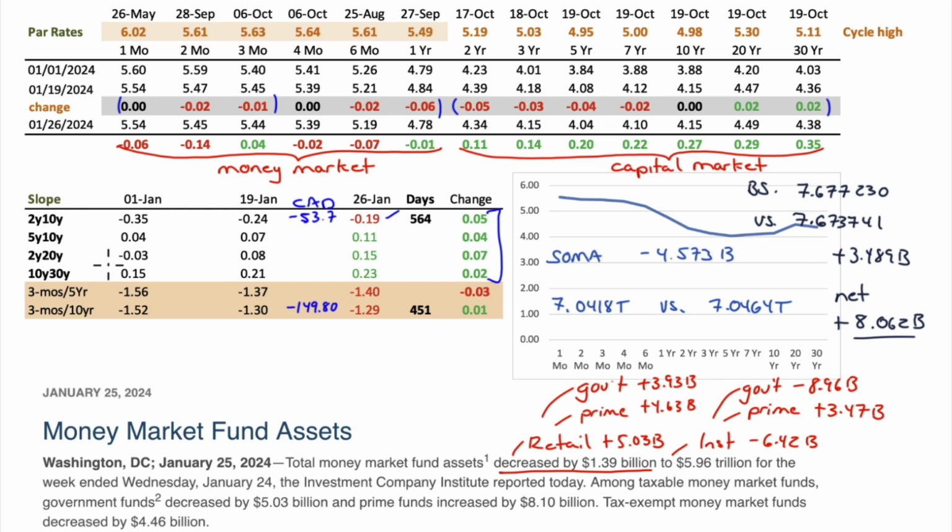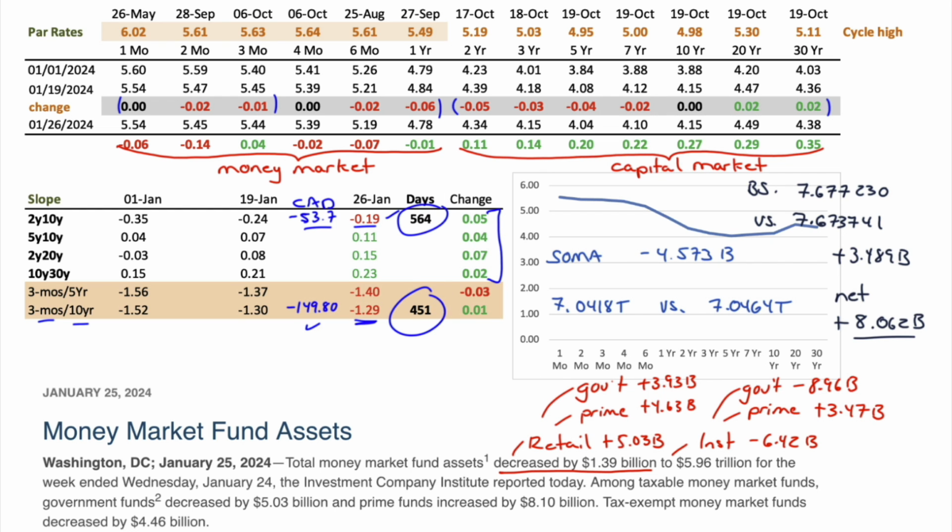Curve inversion, or I should say curve uninversion, continues in the capital market. Just the 2 to the 10 of the ones I have remains inverted. In Canada, it's negative 53. The money market to capital market inversion is still well over 100 basis points at 129. Canada's at 150, and again, look at those days.